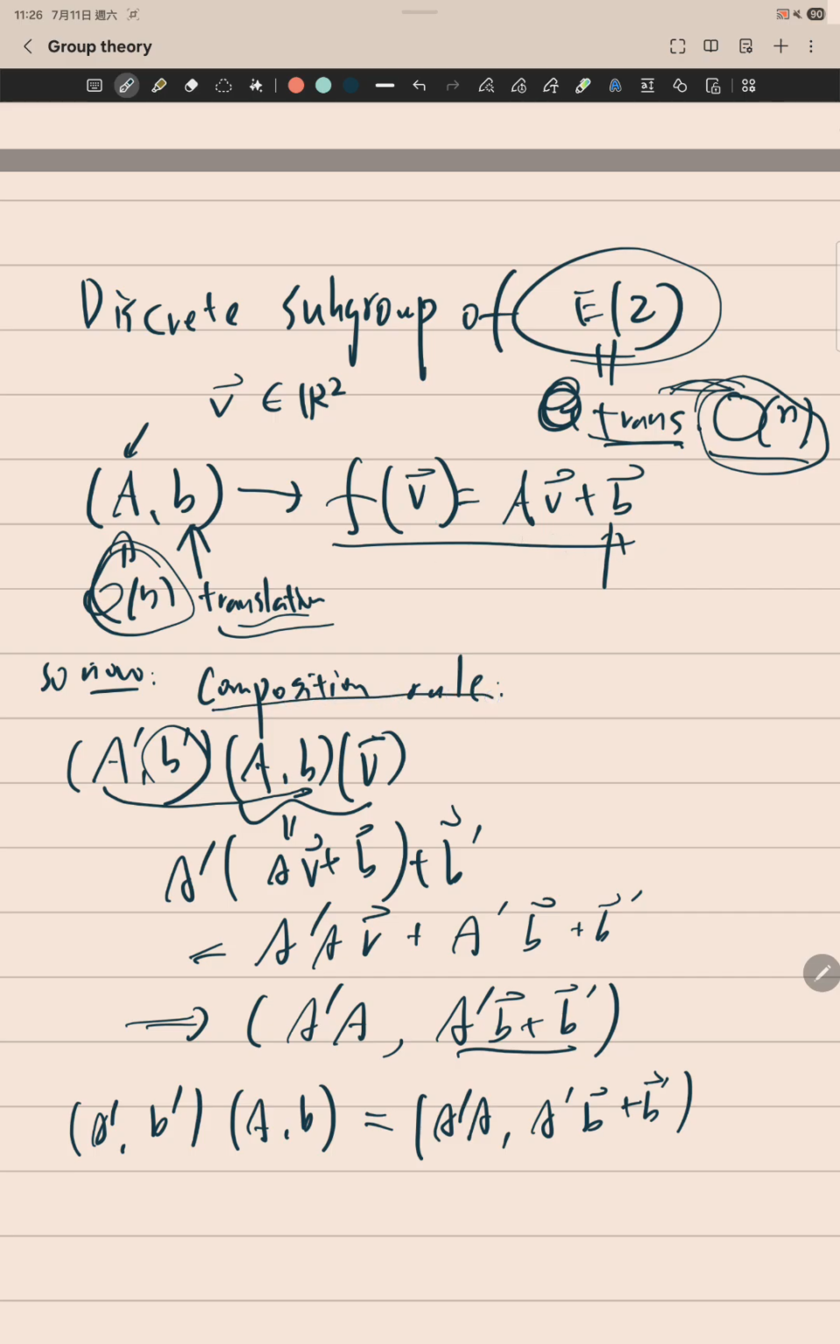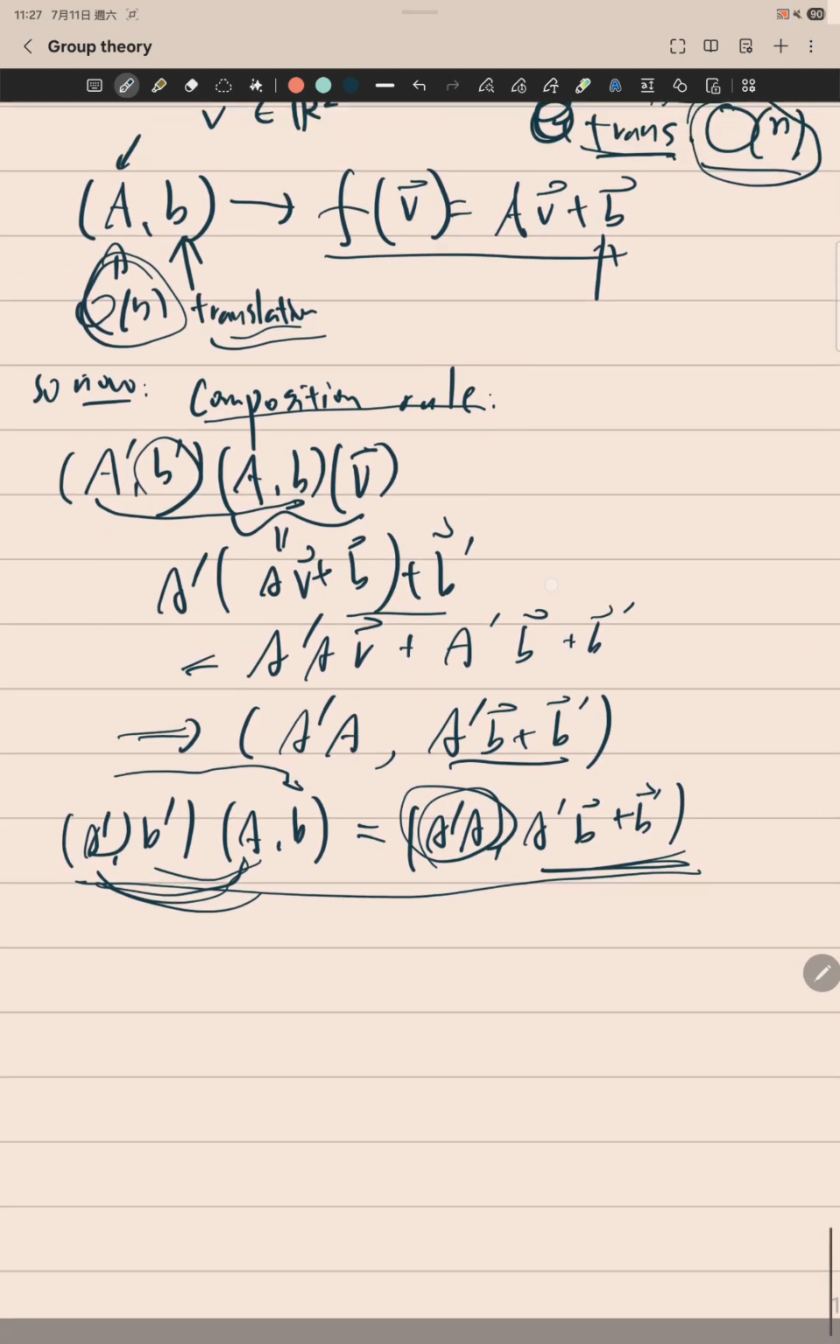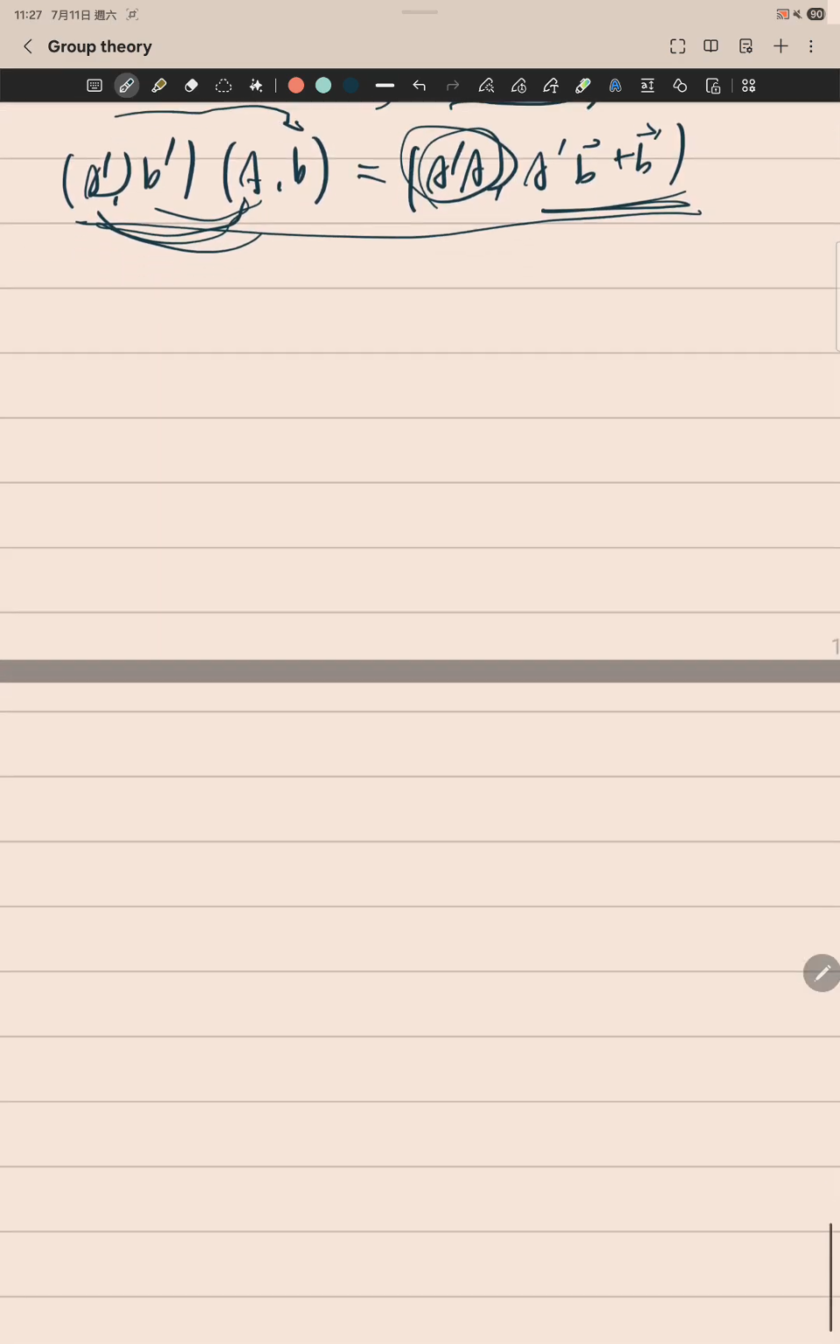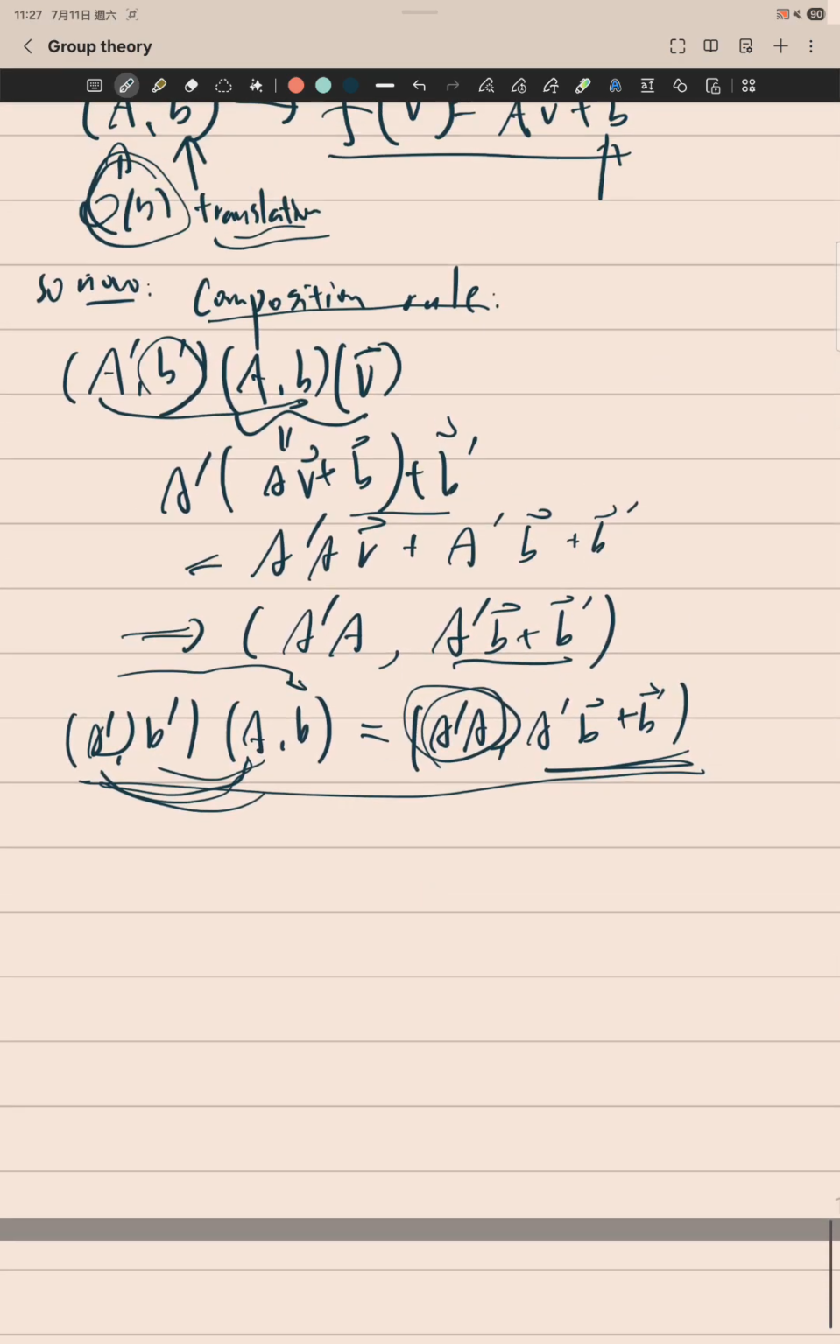So now let's compute the composition. If I have (A, B) and (A', B'), these are AV plus B and A'V plus B'. When I expand it, I get A'AV plus A'B plus B'. So if you write it as a matrix, as an element like this, you get (A'A, A'B plus B'). So this is the composition rule. For the orthogonal part it is just A'A, but for the translation part, A' applies on B and you add B'. Okay, so this is the composition rule.